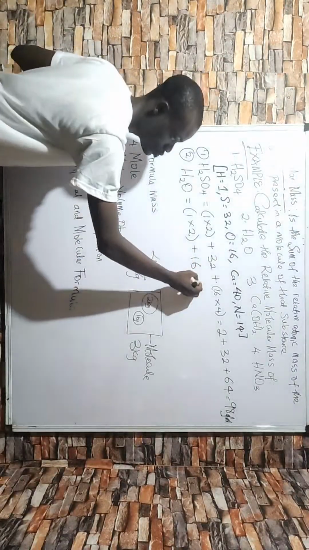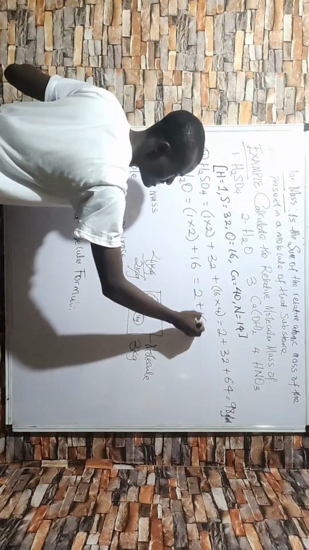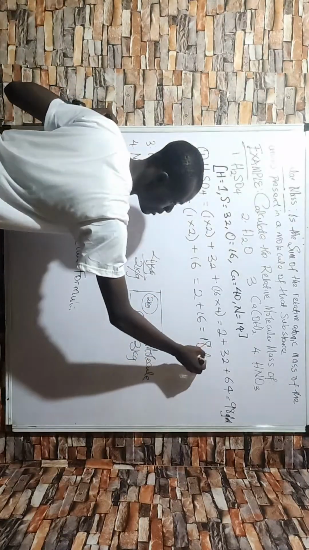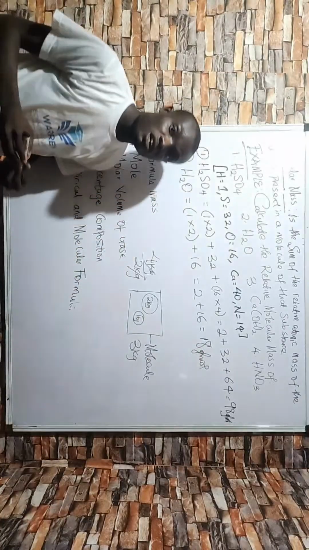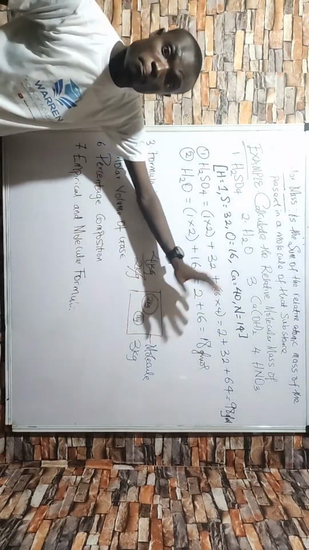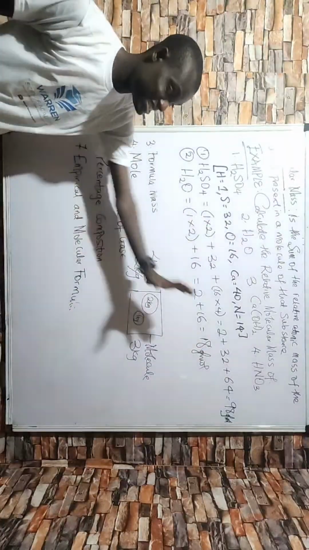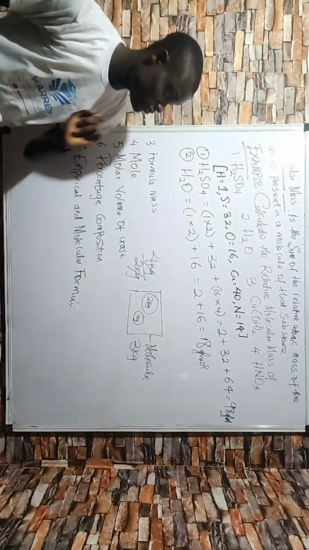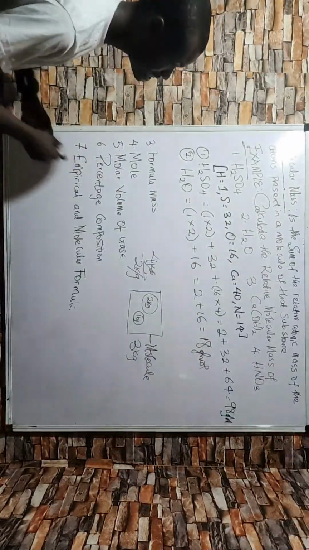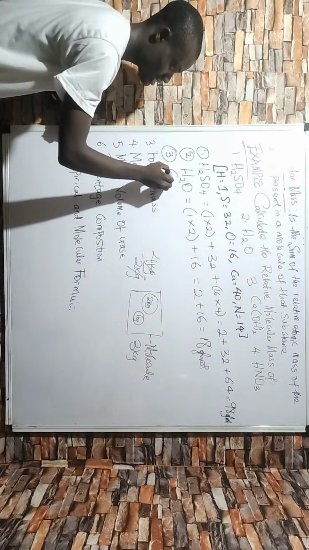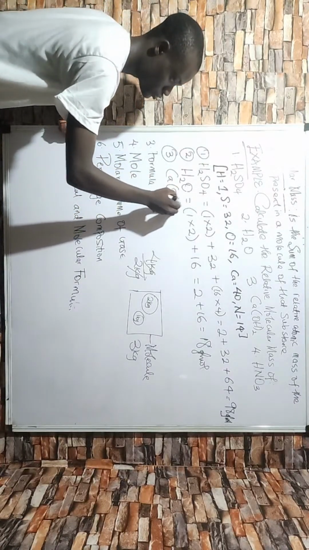So 1 times 2 will give us 2, plus 16. And 2 plus 16 will give us 18 gram per mole. Since we are calculating for molecular mass, this will be 18 gram per mole. But if you are calculating for relative molecular mass, it's simply going to be 18. Take note of that for the purpose of exam. Let's look at the third one, which is calcium hydroxide. It's written as Ca(OH)2.